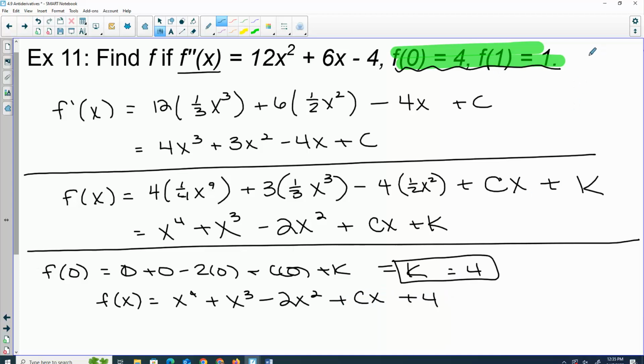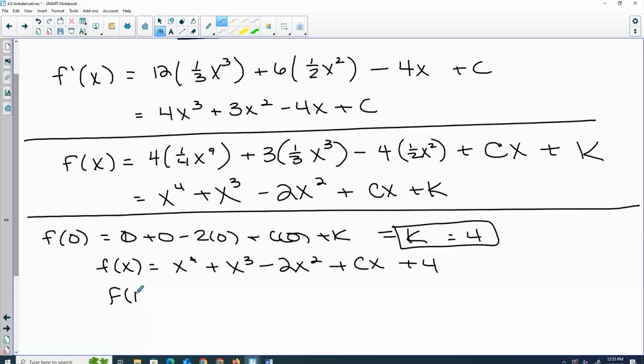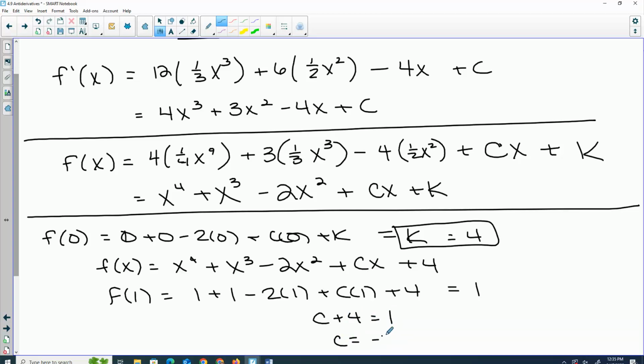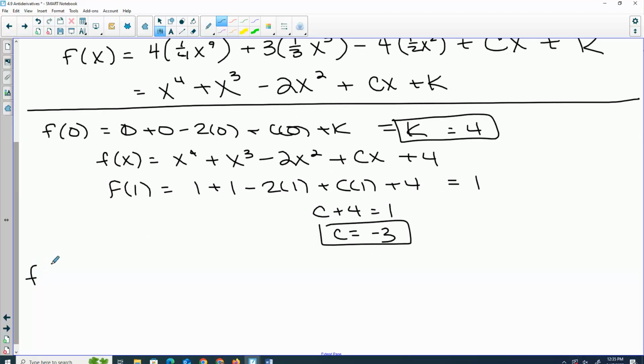But now, I also know f of 1 is equal to 1. So if I put in 1, that has to equal 1. So we get 2 minus 2, so that's gone. So c plus 4 equals 1, so c is negative 3. So our total function, we created a function that met all of these requirements.